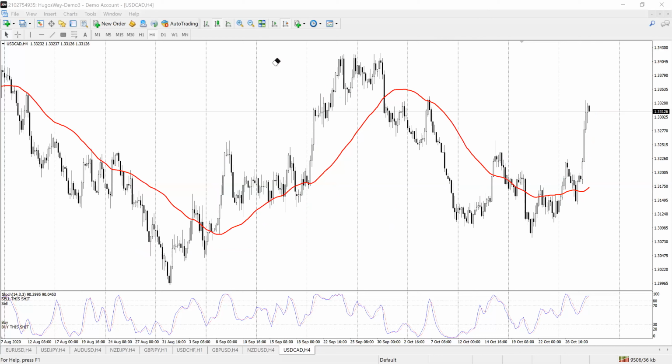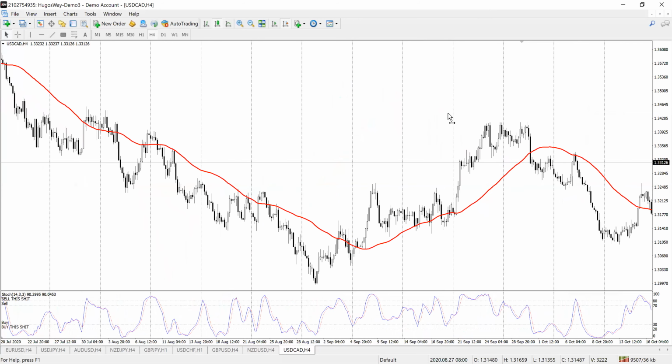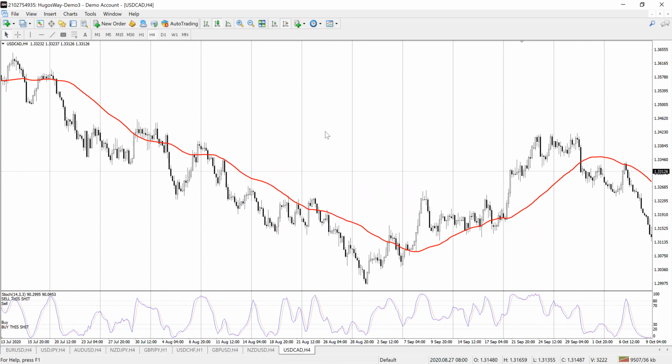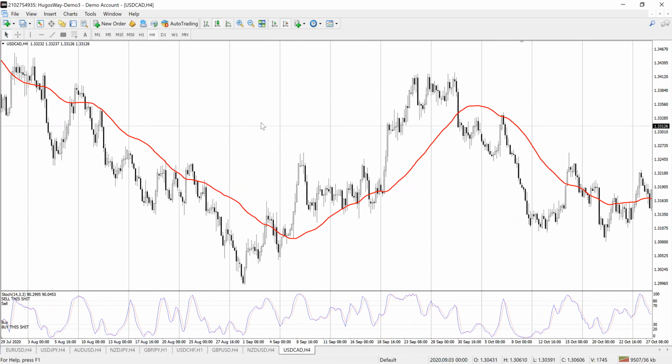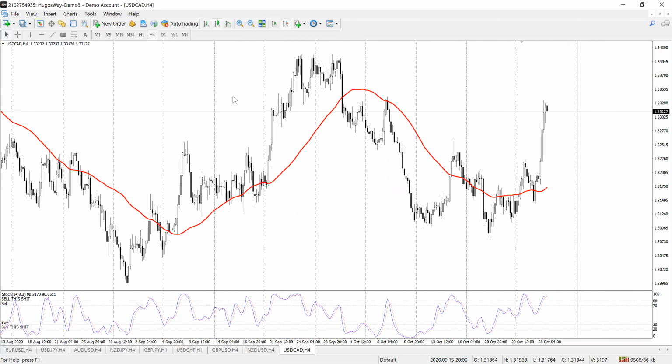Right. And let me find, let's see what we can find. And actually, let me use my Fibonacci on this pair right here while I'm getting started. So always with the Fibonacci, you're always going to start from the low to the high.